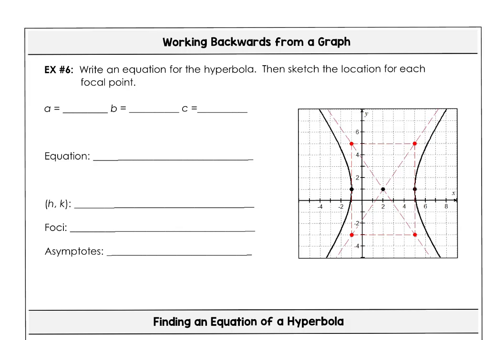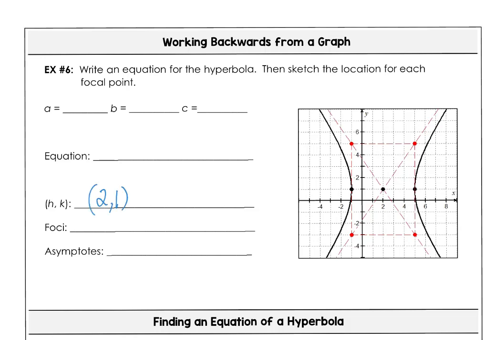For example 6, you can see we're going to use the graph and the boundary box to put the equation together and work backwards from the graph. So since our transverse axis is horizontal through the y equals 1 line, you can see the center of our hyperbola is located at (2, 1). So we know the (h, k) value is (2, 1).